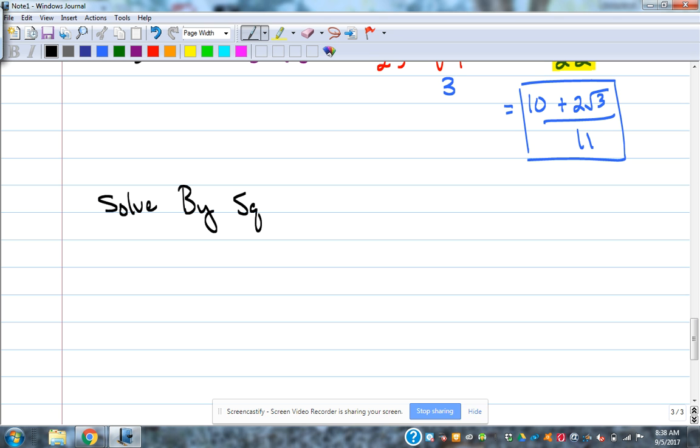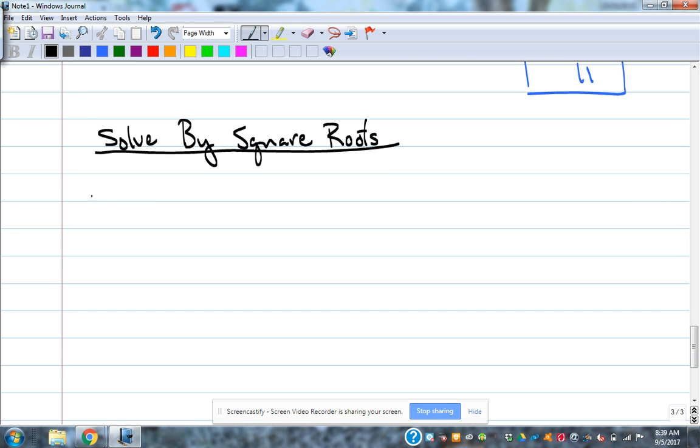Solve by square roots. So we're going to use those skills to solve some quadratics. Not every quadratic can be solved by square roots right out of the box. The ones we're going to see today can. As we go later, I think Monday of next week, we'll see some that can't be done this way right out of the box, but we can do something to them to make it happen. So we're going to solve by square roots.